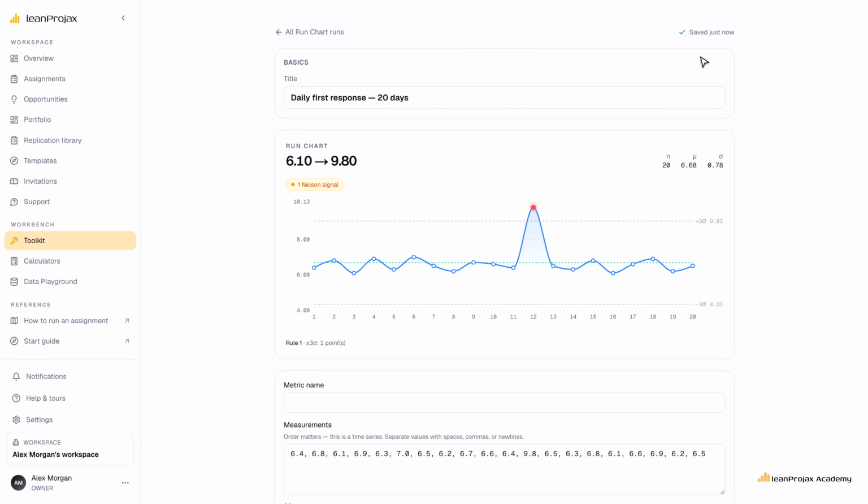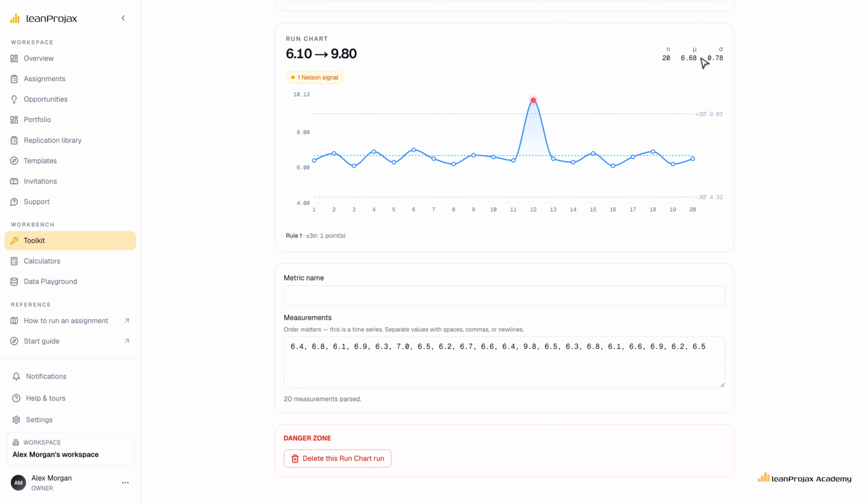Third tool, and the simplest in the entire toolkit, the run chart. The same 20 days we plotted in Chapter 10. It gives you the range, 6.1 to 9.8. N, 20, mean 6.68. And it flags 1 Nelson signal at day 12. Now here's something worth noticing, and it's the kind of detail that separates using a tool from understanding it. This chart's 3 sigma limits are 4.33 and 9.03. Chapter 10's control chart, on exactly the same 20 numbers, said 4.62 and 8.74.